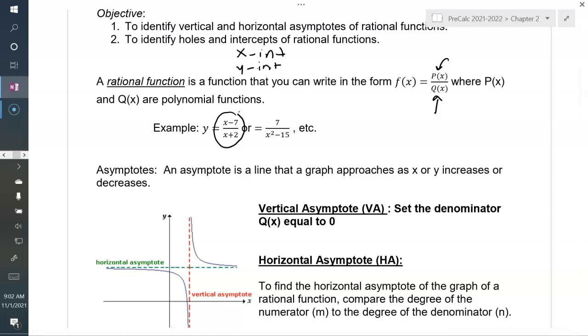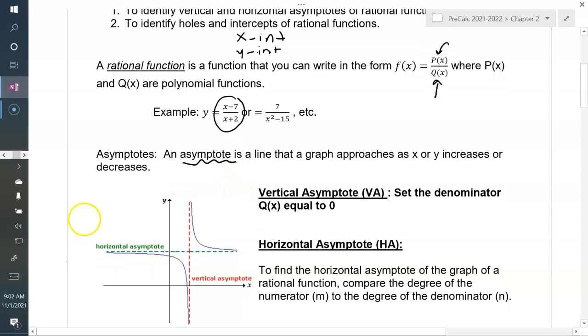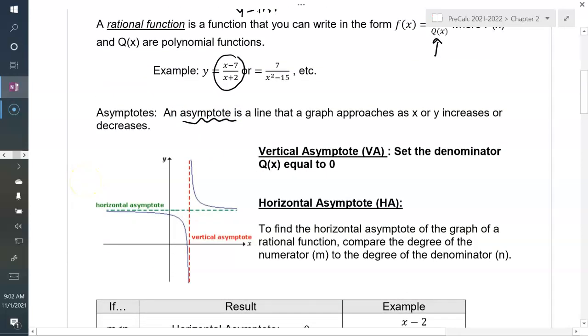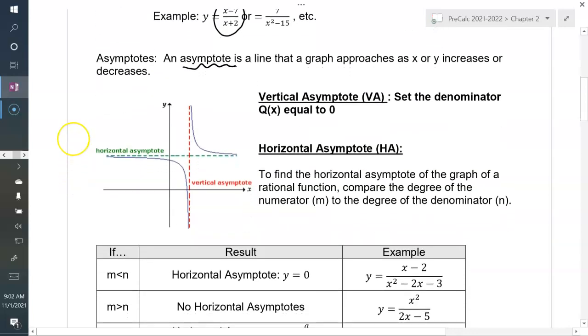Next up is what is an asymptote? Well, an asymptote is a line that a graph approaches as x or y increases. So it gets closer and closer. It doesn't necessarily cross it. For a vertical asymptote, like this one here in red, to find that one, you're going to set your denominator equal to 0. Horizontal asymptotes are a little bit more challenging.